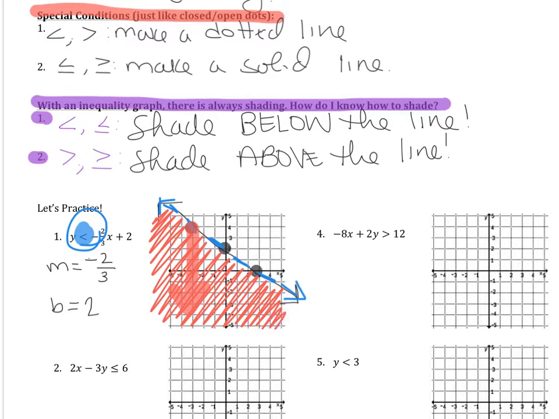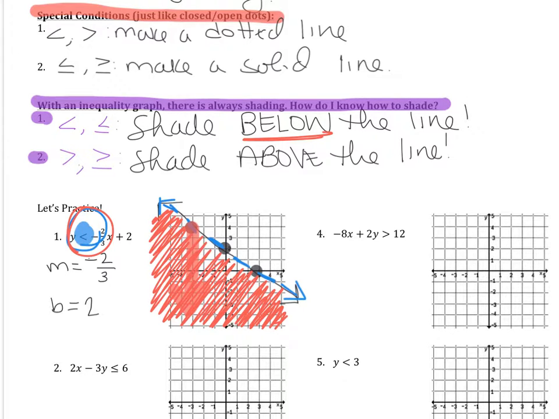So I get to scribble all on my paper today. Hooray! You didn't know you were coloring today in math class. So I shaded on that side of my line because it was a less than sign, and less than meant I'm shading below. So I drew a down arrow from my line, and that told me where it was below. So the purpose of shading is so I know all my possible solutions.